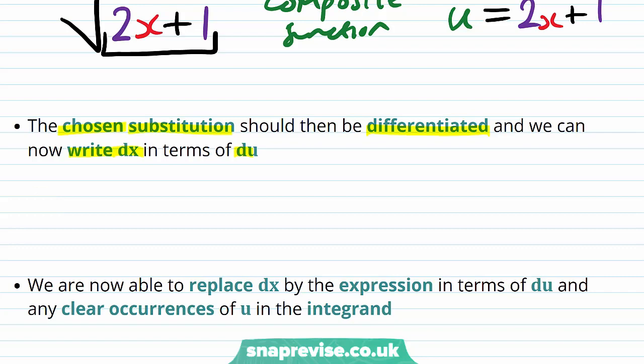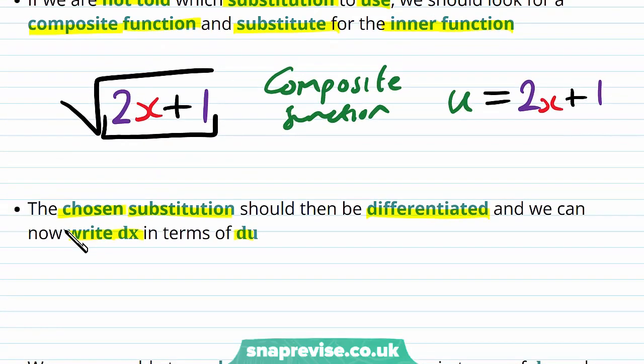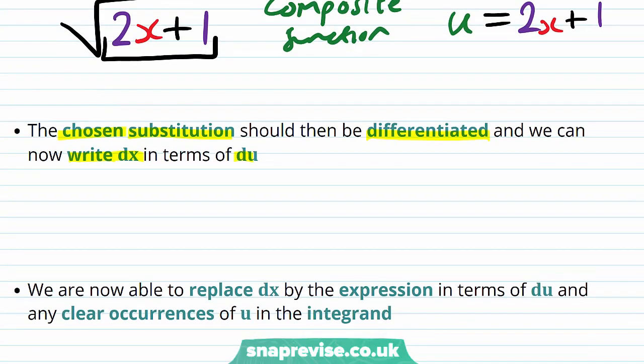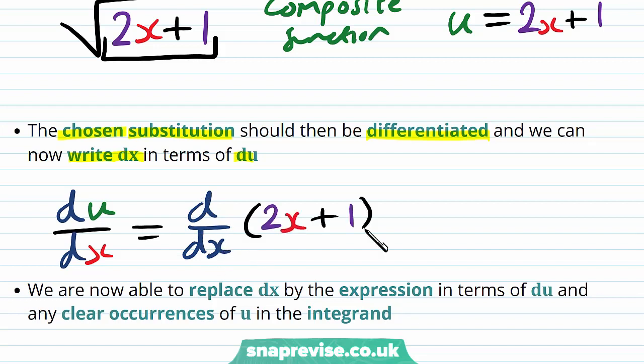And so a nice way of doing this when we have our u equals 2x plus 1 is to consider the derivative du by dx. All this is saying is to take our u and differentiate it with respect to x. Well, this is the same as differentiating 2x plus 1 by the definition of u. Differentiating 2x gives us 2, and differentiating 1 gives us 0, and so we just have 2 for du by dx.